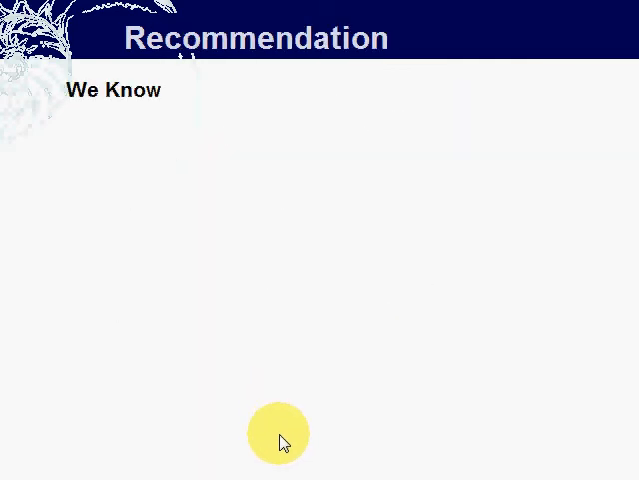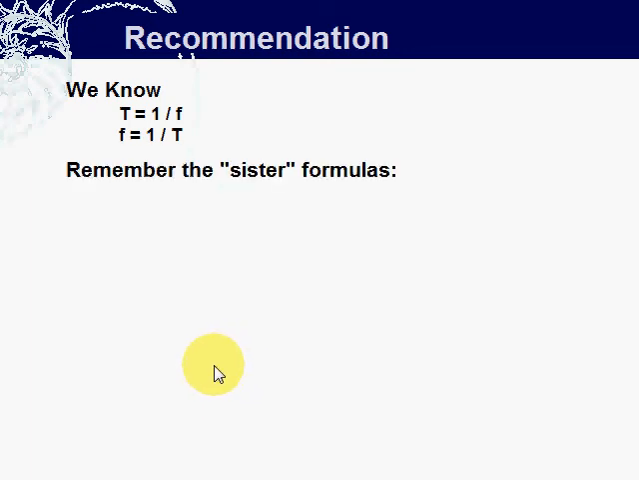Now I recommend something here. We know that T is 1 over F and F is 1 over T, and that's when you have the regular cases of seconds and hertz. But milliseconds comes up from time to time, and I think it's worthwhile to remember sister formulas to these. If you want T in milliseconds, then it's 1,000 over F, because the milliseconds are smaller. See, if I do this calculation and say the answer is 1 second, because F is 1 hertz, then 1 second translates to 1,000 milliseconds. So if I want the formula to give me milliseconds, I use 1,000 over F.